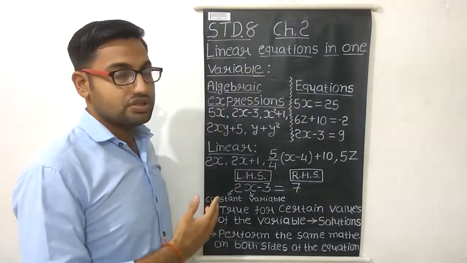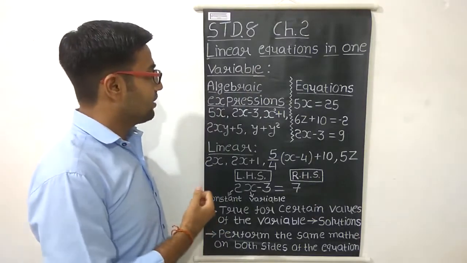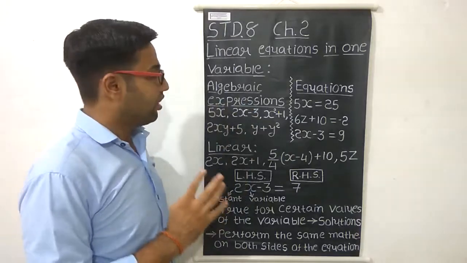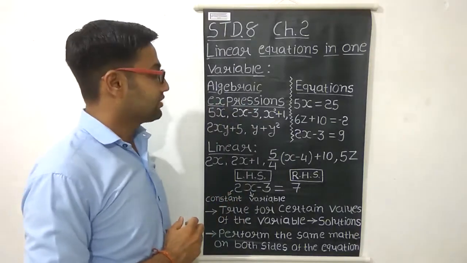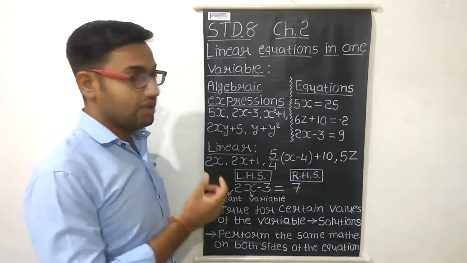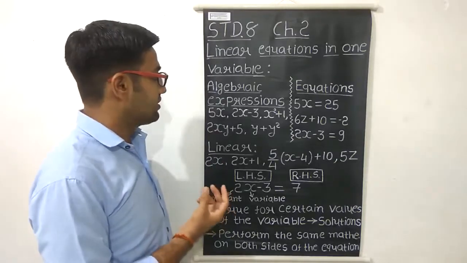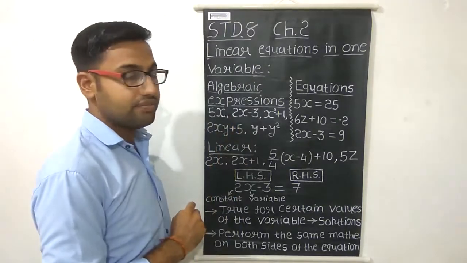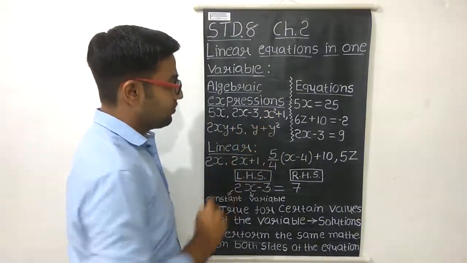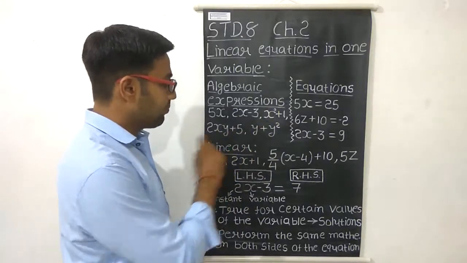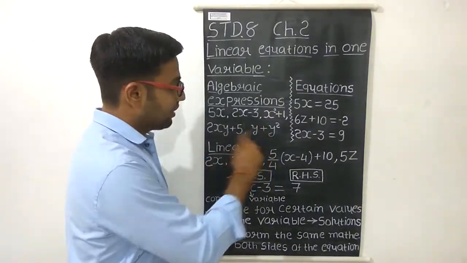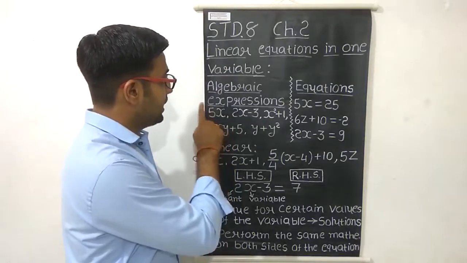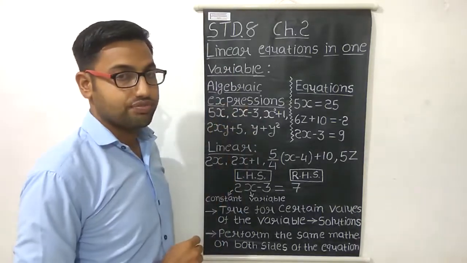In the previous standard you came across some algebraic expressions, and you now know what algebraic expressions are. Some examples of algebraic expressions are 5x, 2x minus 3, x square plus 1, 2xy plus 5, y plus y square. These are some examples of algebraic expressions.